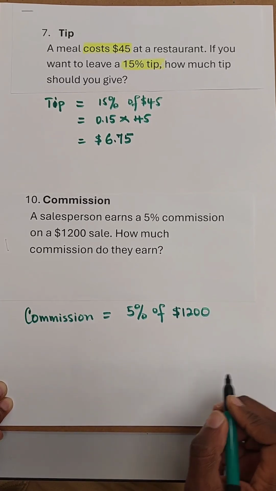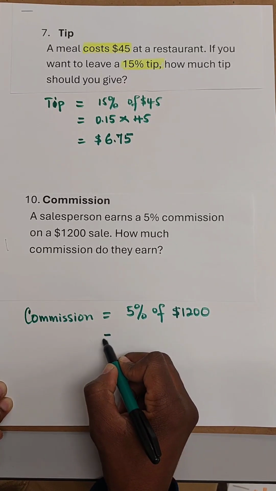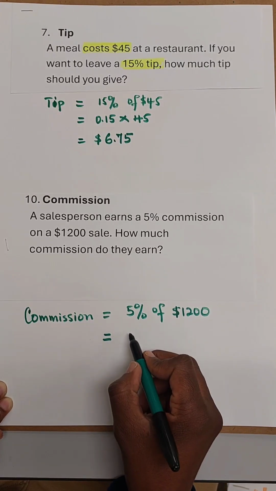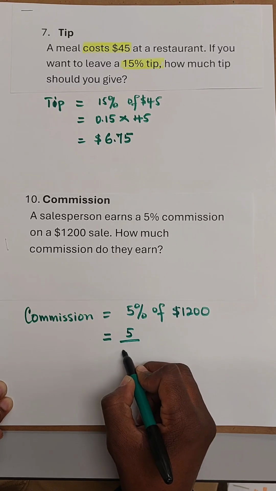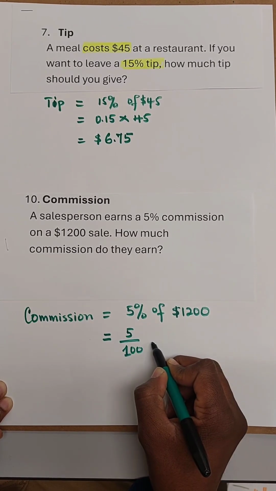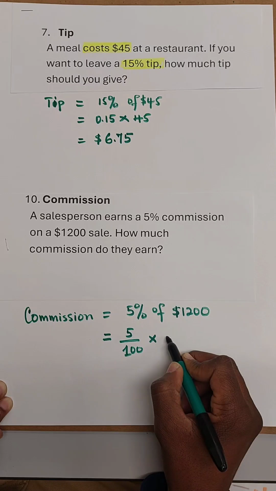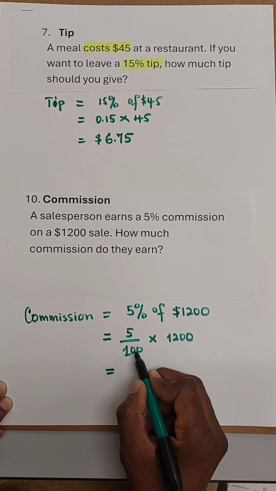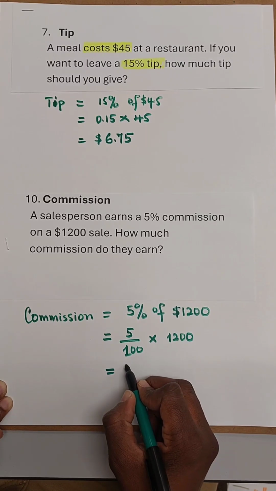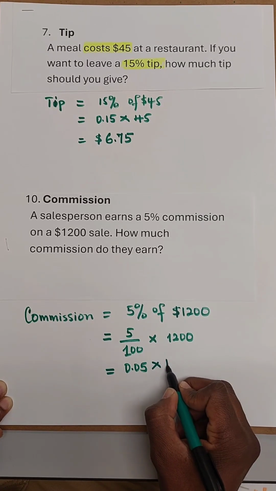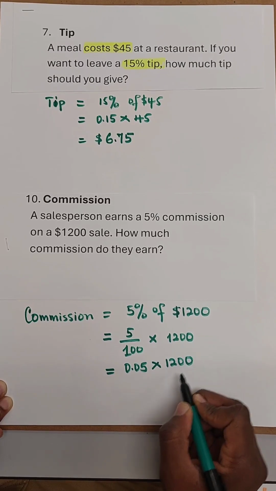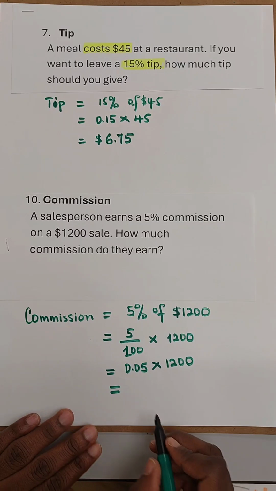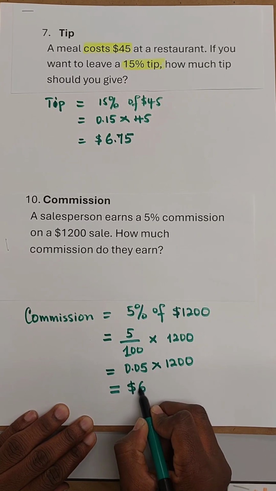$1,200. So now you see how important it is to be able to calculate percentages, because you could use them in the real world. So 5% again is the same as 5 out of 100. The word "of" means multiply, and we are going to be multiplying that by 1,200. So 5% as a decimal is 0.05 times 1200. So how much? 5. And that commission is $60. Okay, so that person gets $60.